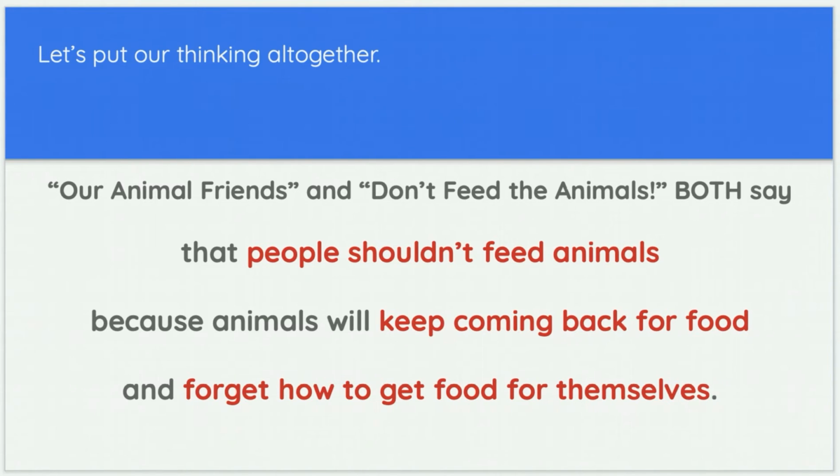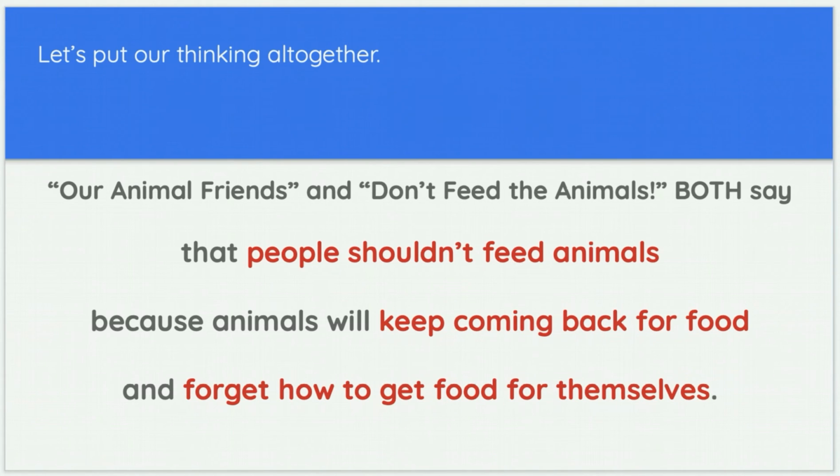Now that we've looked at the specific points the author makes, and we've seen how they are similar, let's go ahead and put our thinking all together. Our Animal Friends and Don't Feed the Animals both say that people shouldn't feed animals because animals will keep coming back for food and forget how to get food for themselves. Boys and girls, I want you to notice that I didn't use the exact same words that were found in the texts. Instead, I chose to put them in my own words.